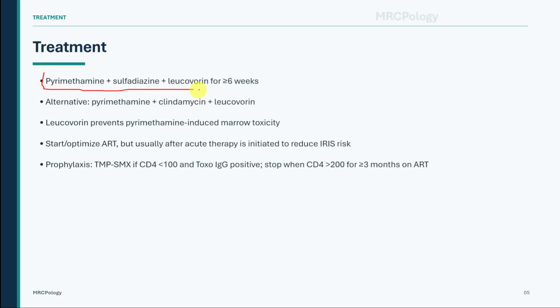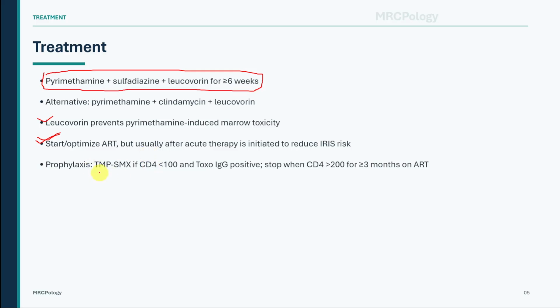Leucovorin is essential because pyrimethamine can cause bone marrow toxicity, and leucovorin helps protect against this. An alternative regimen is pyrimethamine, clindamycin, and leucovorin, especially if sulfadiazine cannot be used. Antiretroviral therapy should be started or optimized, but usually after acute Toxoplasma treatment has already been initiated to reduce the risk of immune reconstitution inflammatory syndrome.